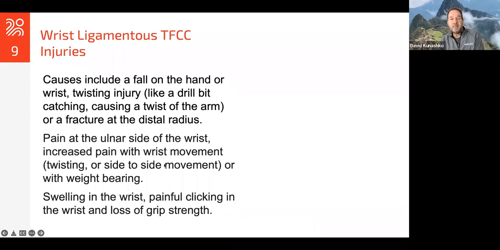So you might see swelling. Oftentimes you hear clicking with movement, and that clicking is a sign that that cartilage is probably damaged, and obviously you're going to lose grip strength. So make sure you measure grip strength with a dynamometer at the very beginning. This is a really good objective way of understanding how your patient's recovering as well.